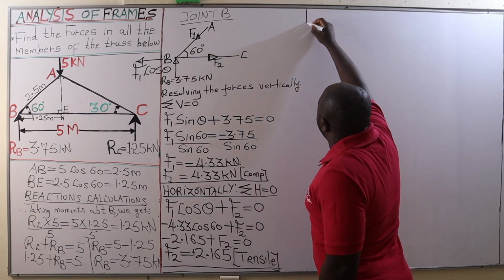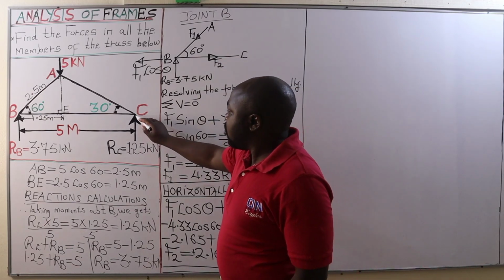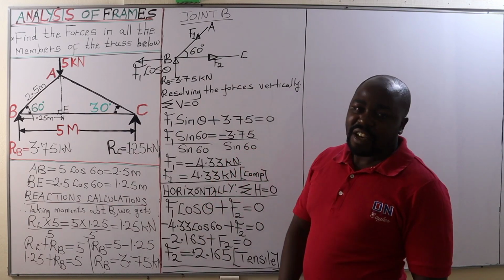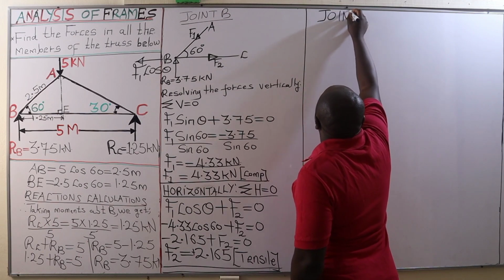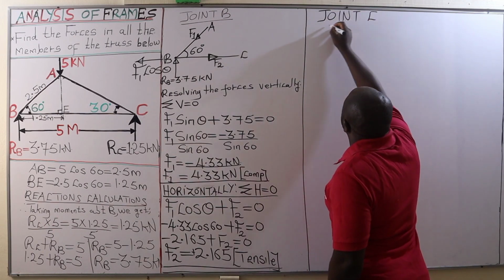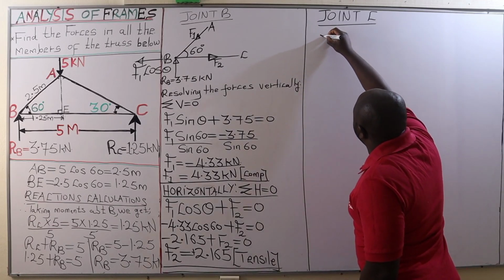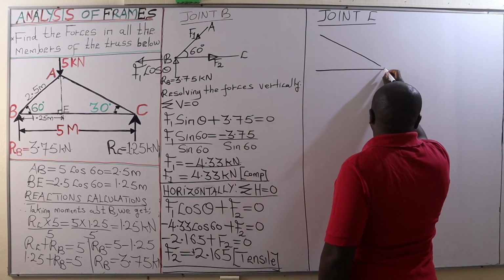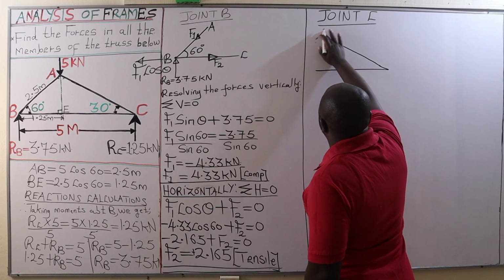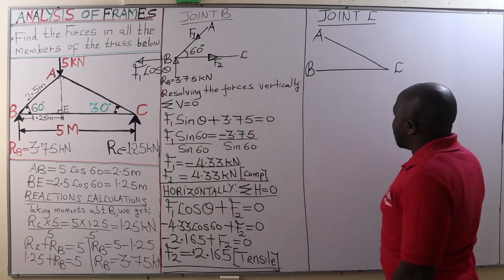Now, after analyzing joint B, we are going to go to joint C, analysis of joint C. So, we write there joint C. Now, what do we have on joint C? For joint C, we have the following. Try to sketch it here. Yep. We have A, that is joint A. We have B, and we have C.